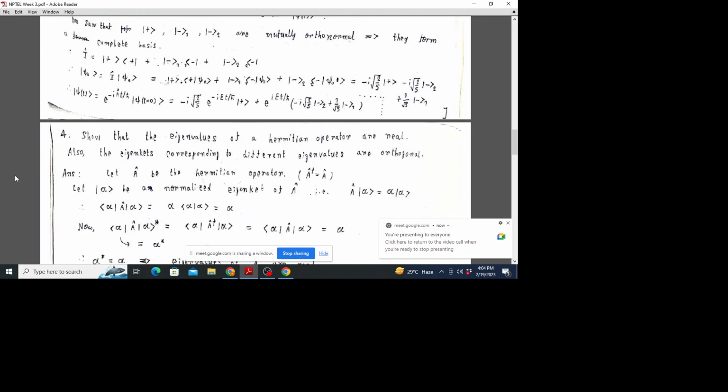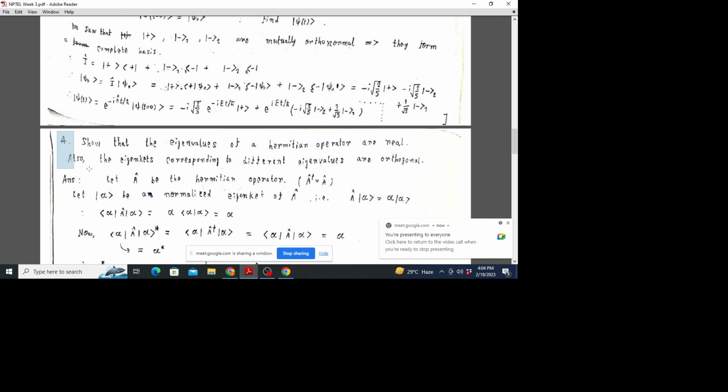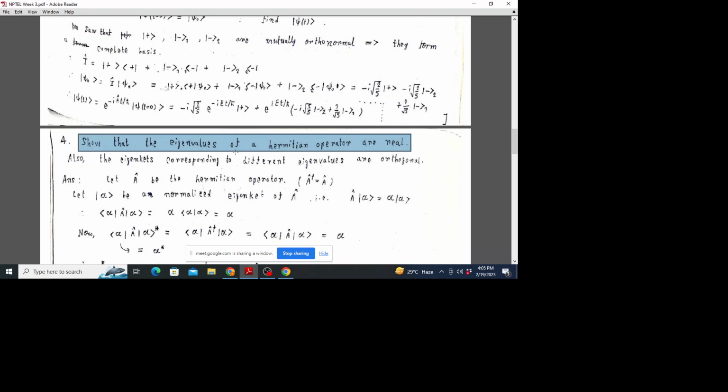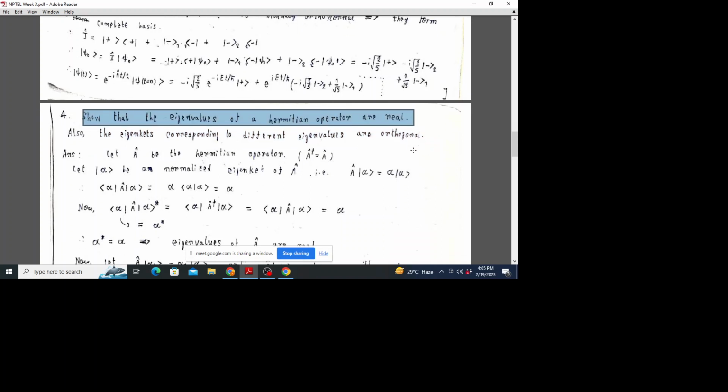Okay, so now this is another assignment question, probably from a previous year. Show that the eigenvalues of a Hermitian operator are real. That is one statement, and we also have to show that the eigenkets corresponding to different eigenvalues of a Hermitian operator are orthogonal.